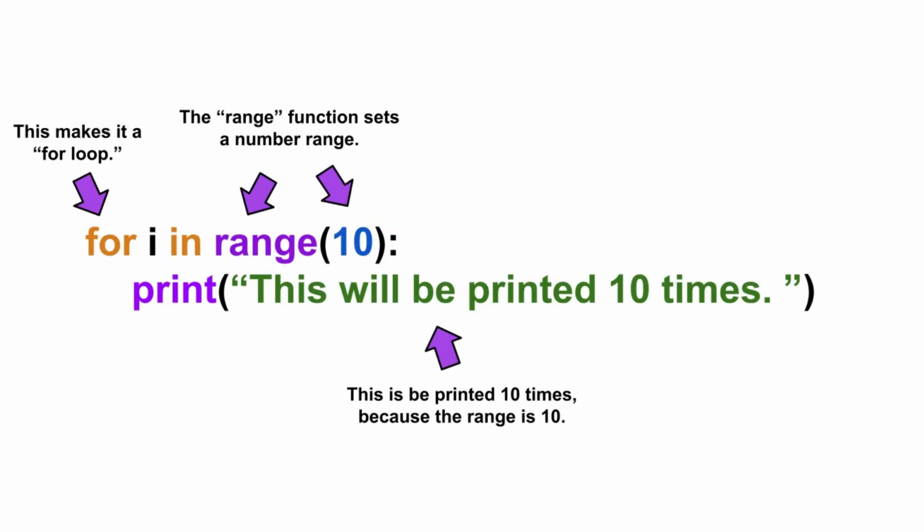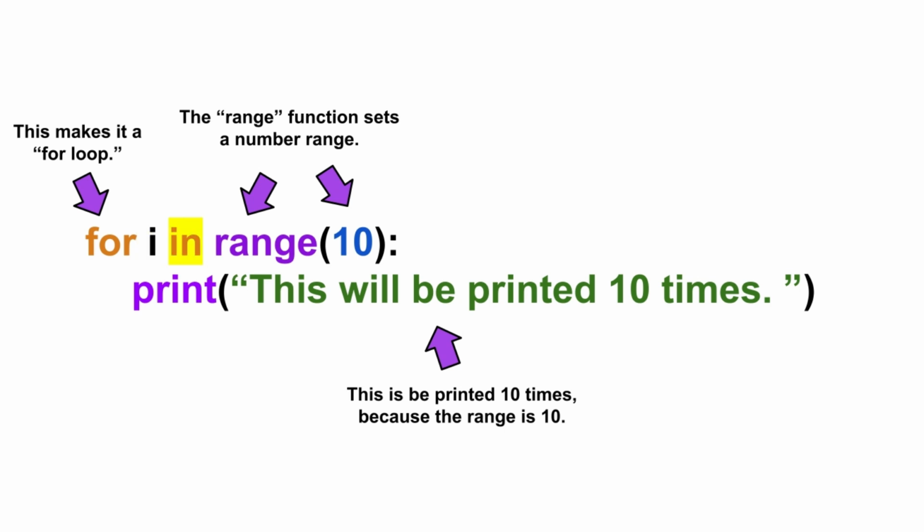To write a for loop, first write the word for. This will be the main keyword that will make our statement a for loop. Then write a counter. You can name it anything, but it is recommended to name it index or i for short. This counter will increase by 1 after each loop ends.